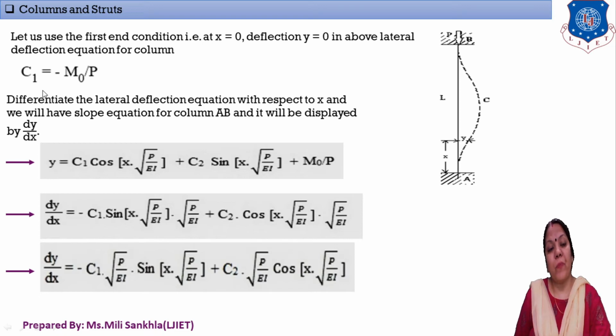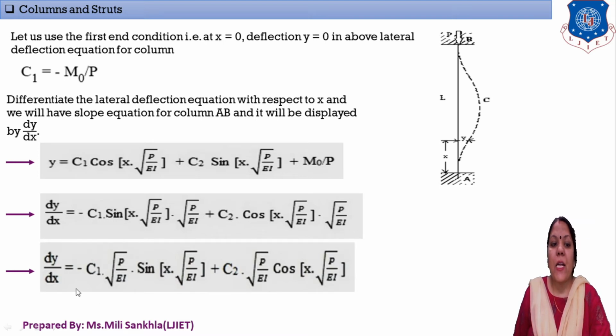That depends upon differentiation. Now differentiating y, dy/dx: for C1, the differentiation of cos is minus sin of x√(P/EI), and the differentiation of the constant term x√(P/EI) with respect to x is √(P/EI). C2 stays as it is, the differentiation of sin is cos of x√(P/EI), times √(P/EI). And M0/P is equal to 0 with respect to x, because here no x term is given.